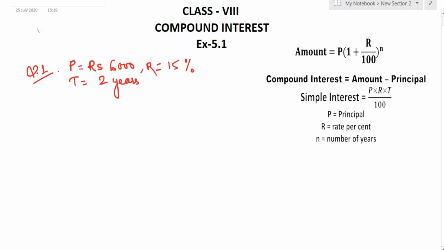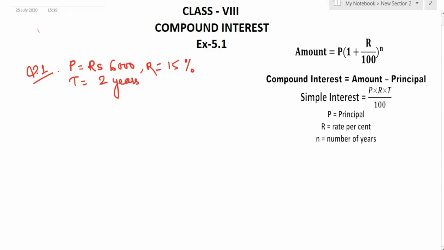Today I am going to tell you about class 8 compound interest, chapter number 5. Before starting exercise 5.1, we should know some basic formulas, like amount. The formula of amount is A = P(1 + r/100)^n, where P stands for principal, r stands for rate percent, and n stands for the number of years which is given to you.